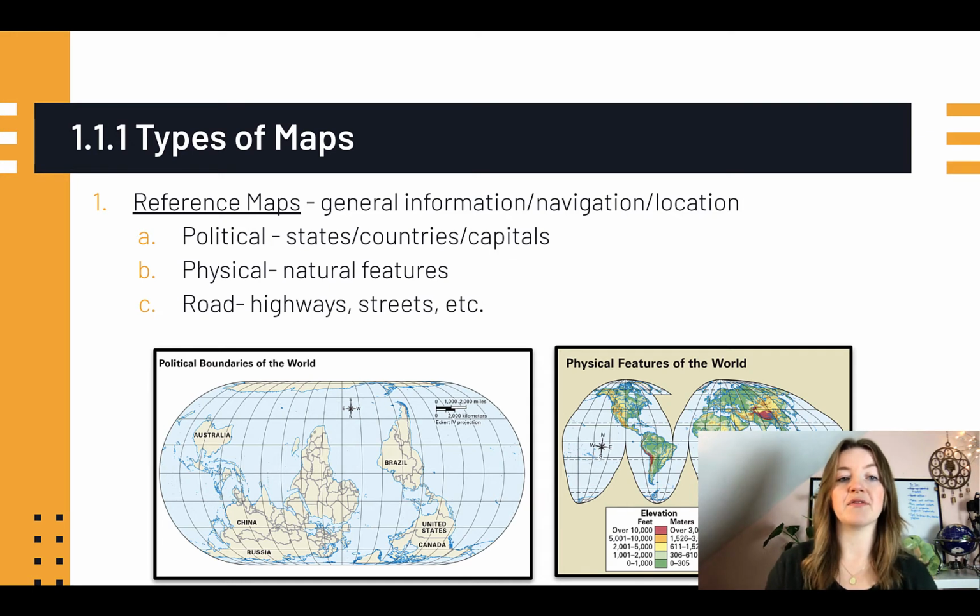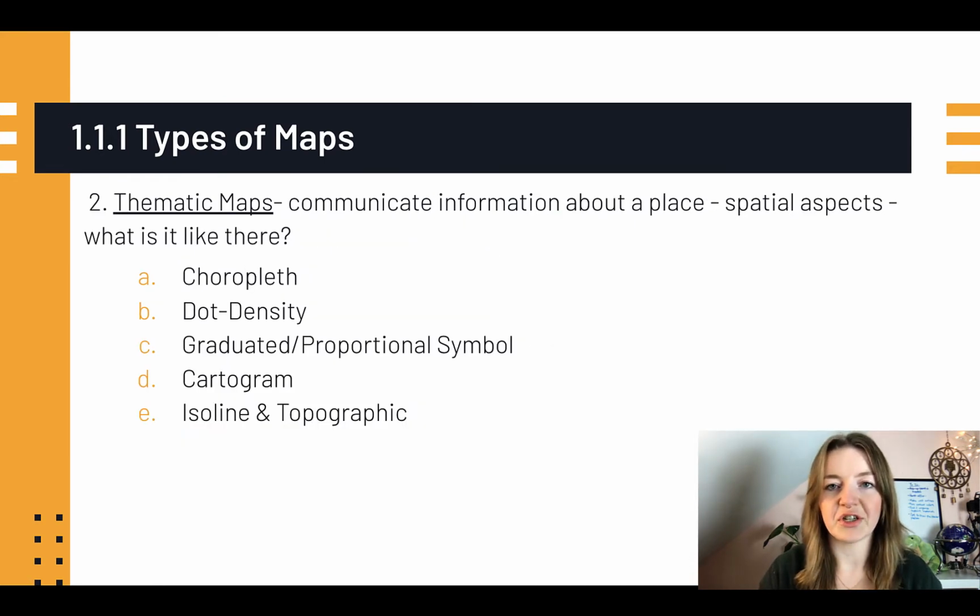First up, we have the types of maps. We have reference maps. This is giving us our general information. We use it for navigation and for location. And we have three major types: political, physical, and road maps. Make sure too that you're looking at the pictures when I show them to you.